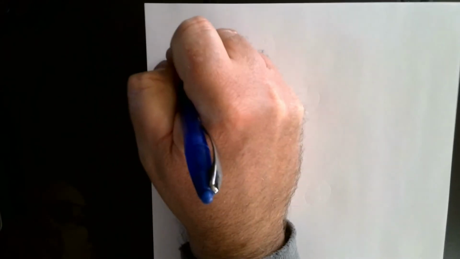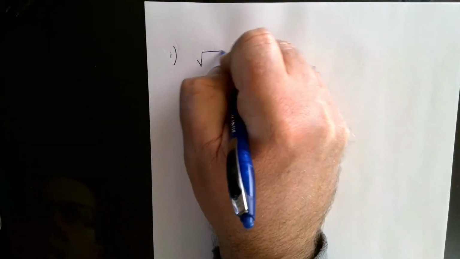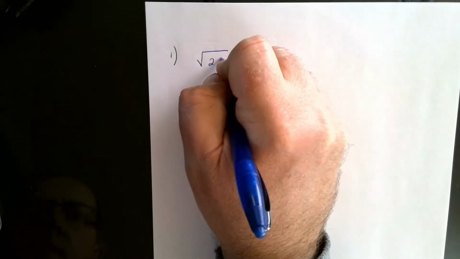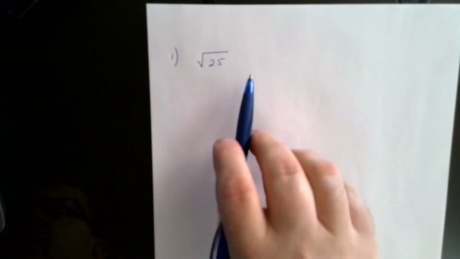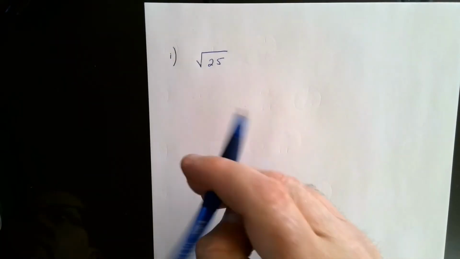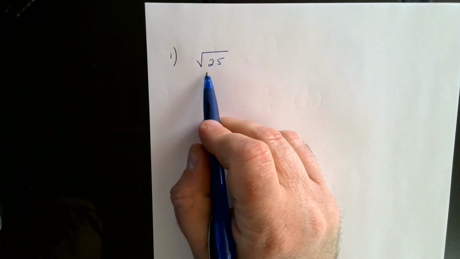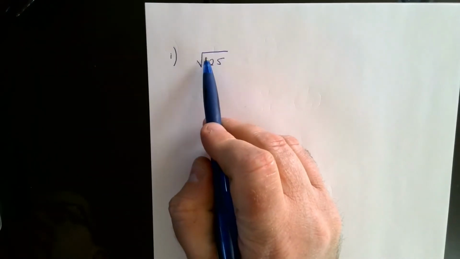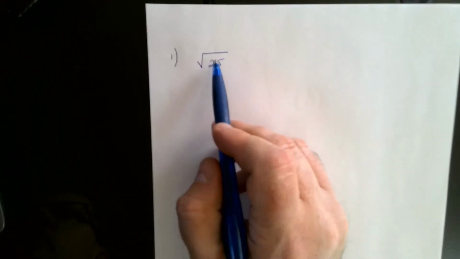Hi everyone. Today we want to go over how to find the cube root and square root of a couple numbers. So say we have the problem square root of 25. Now remember, this sign looks a lot like the division sign, but with the little check in the front, that means to take the square root.